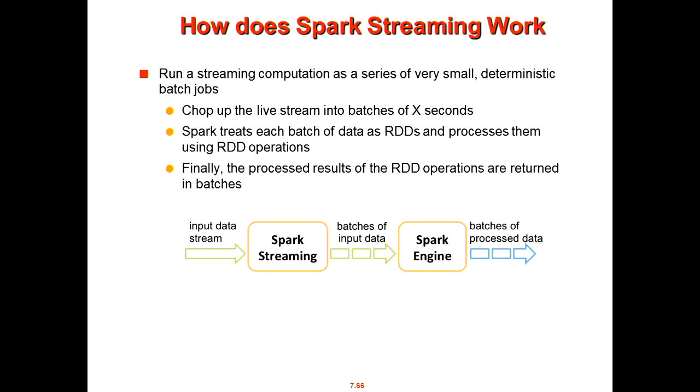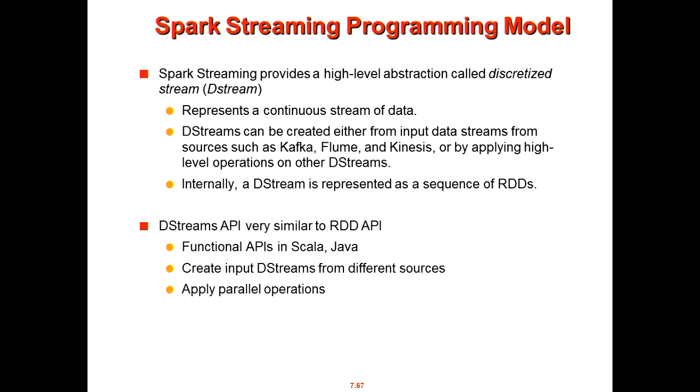Spark treats each batch of data as an RDD and processes them using RDD operations. Finally, the results of the RDD operations are returned in batches as well. So this is the input data stream, and Spark Streaming chops the stream into batches. For each batch, we use an RDD to represent it, and the Spark engine processes these batches, giving us batches of results as output. The Spark Streaming model uses the DStream, called a discretized stream, as its major data object.